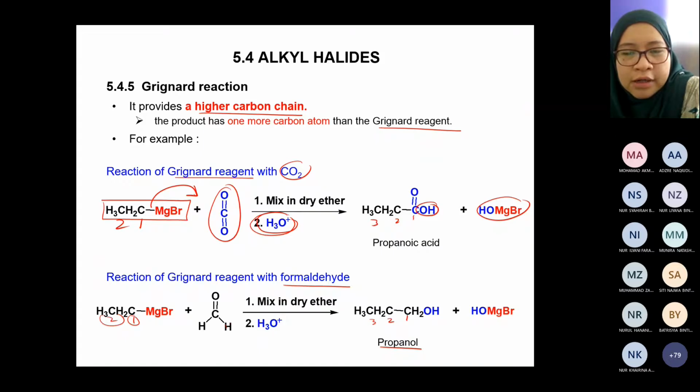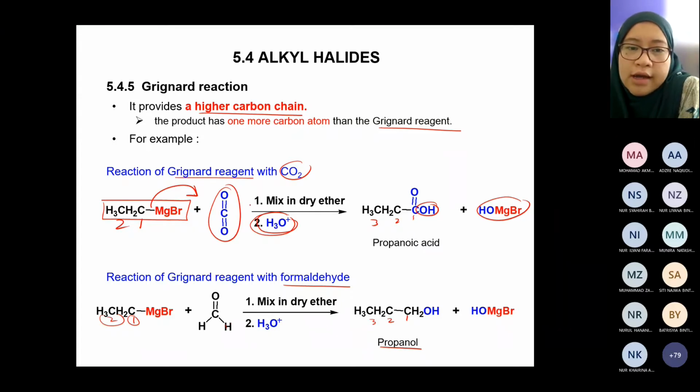Dia apa nama tu, sebab saya tak ingat dah dia punya reaction. So not only dia carboxylic acid, it can also produce alcohol. And other than that, produce aldehyde ke? I don't think so. Carboxylic acid and alcohol, I think. These two.